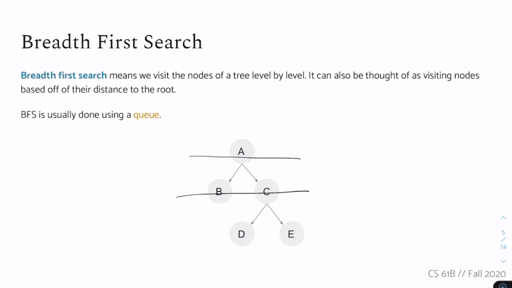When you think about how you do breadth-first search, you usually do it using a queue. And we'll get back to this with more detail when we talk about graphs, either next week or the week after, and we do breadth-first search there. But yeah, this is how breadth-first search is done.